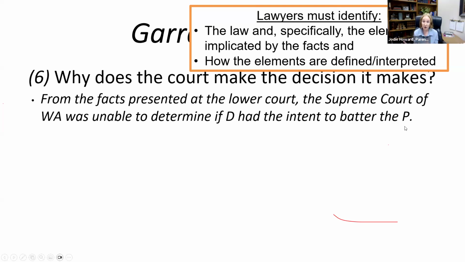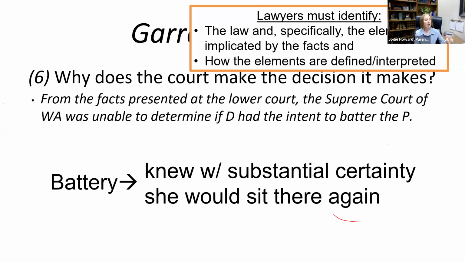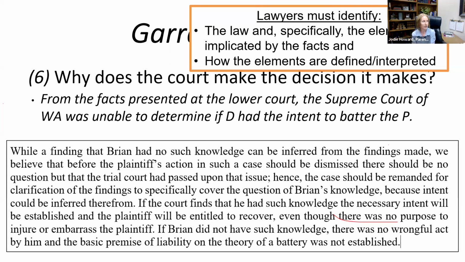So the trial court didn't actually do enough diving in to find out about things. So this appellate court is left with an incomplete record of sorts, right? Where they can't determine what his state of mind was, what he knew or should have known at the time. So they were unable to determine if he had the intent to batter. And again, we know one of the elements of battery ultimately leads us to the idea that he knew with substantial certainty that she was going to sit in that exact same spot again.